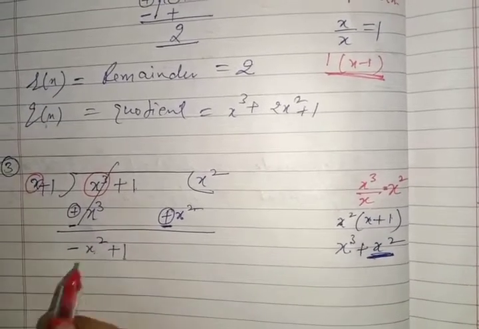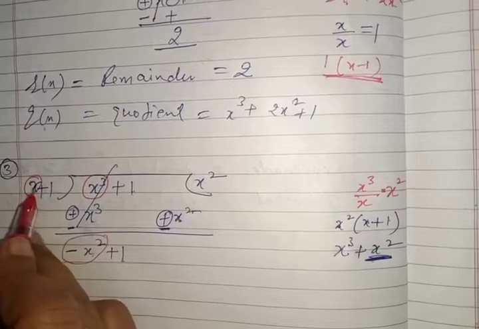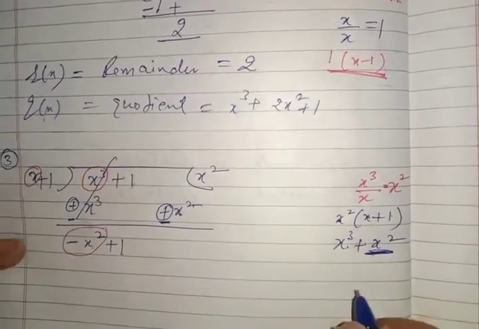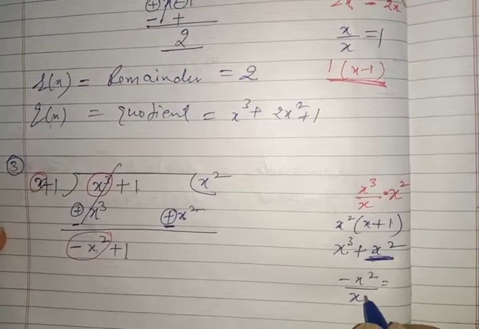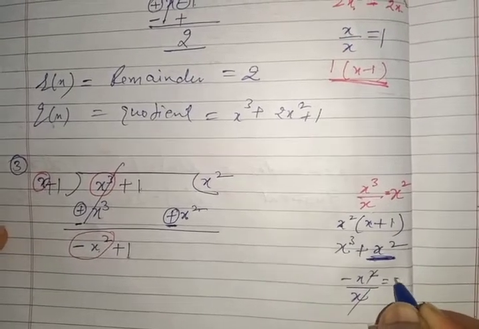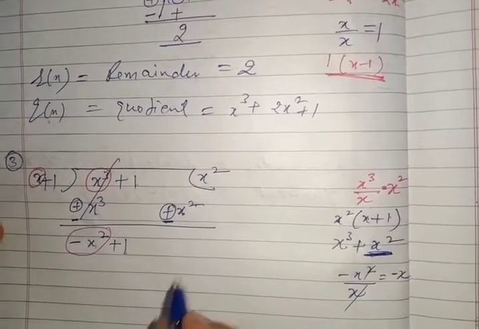Again same step. Divide this minus x² with x. Divide in rough. Minus x² by x. We will get, 1 x can get cancelled. What is left? Only minus x is left.